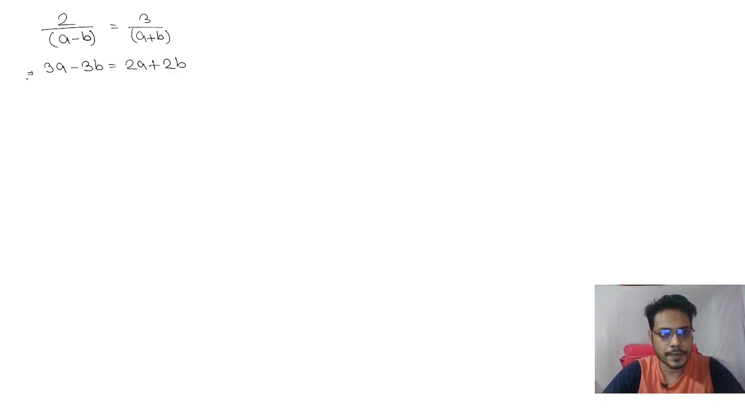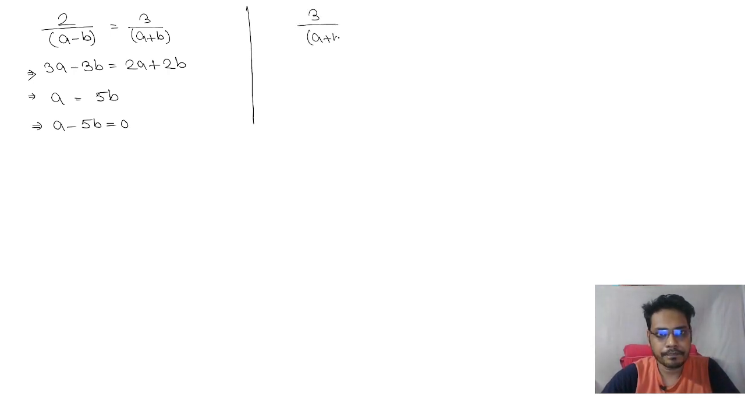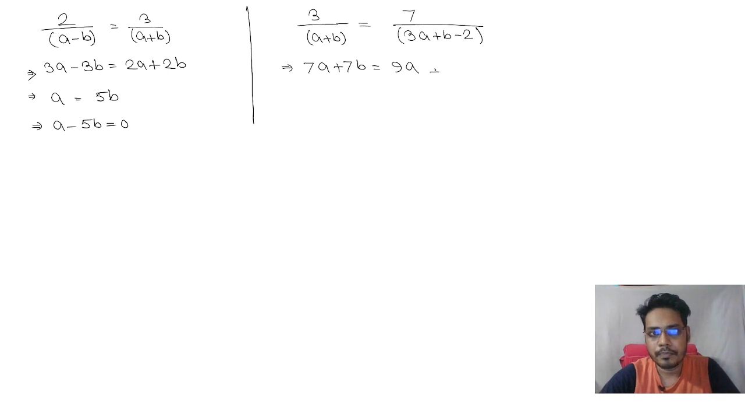Now 3a minus 2a, that means a is equals to 3b plus 2b, that is 5b. So a is equals to 5b. Or we can say a minus 5b is equals to 0. From the second part, that is 3 by a plus b is equals to 7 by 3a plus b minus 2. Now if we cross multiply 7a plus 7b is equals to 9a plus 3b minus 6.